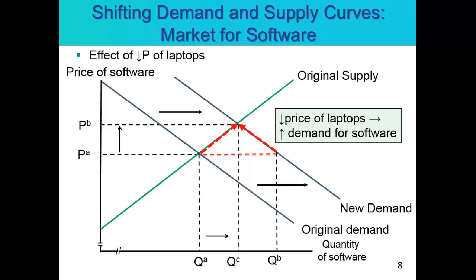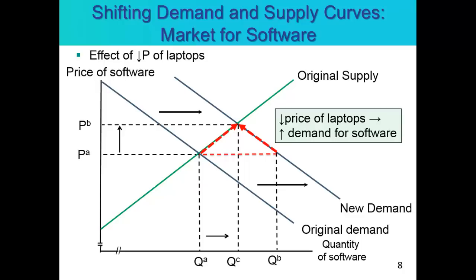So in summary, the increase in demand causes this shortage at the original price. Competition drives the prices up until we eventually reach a new equilibrium price, which is higher than the original price, and we reach a new equilibrium quantity, which is greater than the original equilibrium quantity.